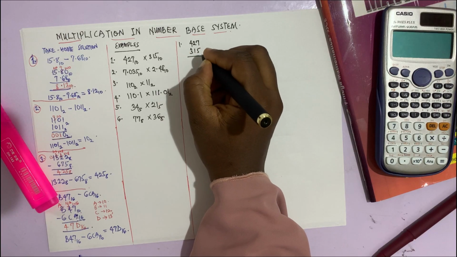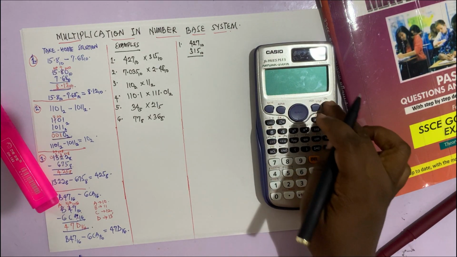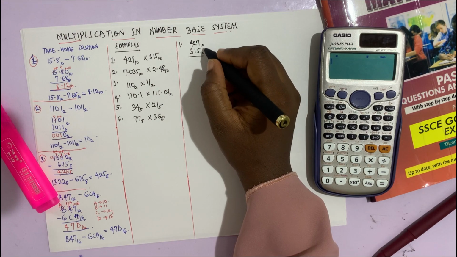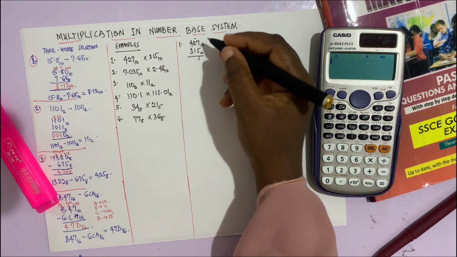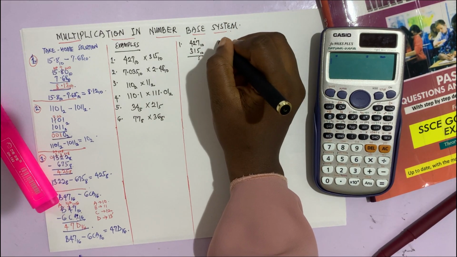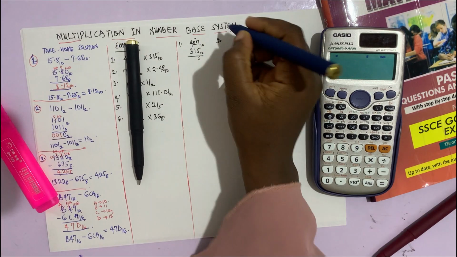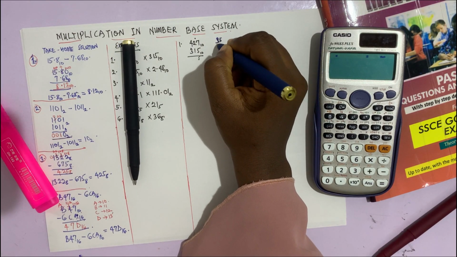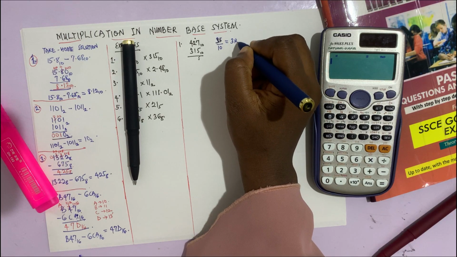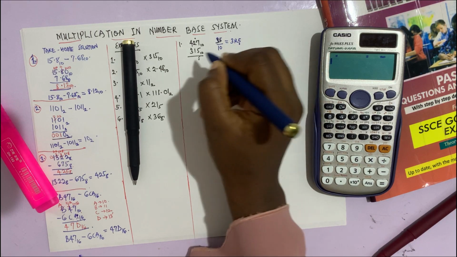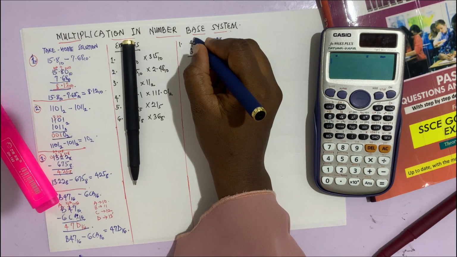427 times 315 in base 10. So 7 times 5 is 35. 35 is greater than 10. What we are familiar with, we say we write 5 and carry 3. But in the real sense, what we are doing is 35 divided by the base, since 35 is greater than 10, which will give us 3 remainder 5. So we write the remainder 5 and then carry this 3 to the next.